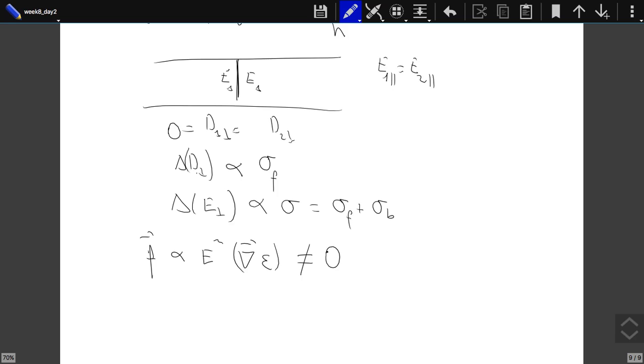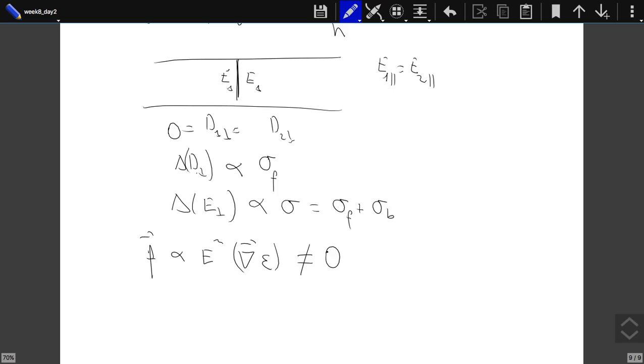Which is definitely non-zero. So there should be a force, but we had just found that the electric field is only in the vertical direction, and hence it can only create a force in the vertical direction. It cannot create a horizontal force. So what are we missing?